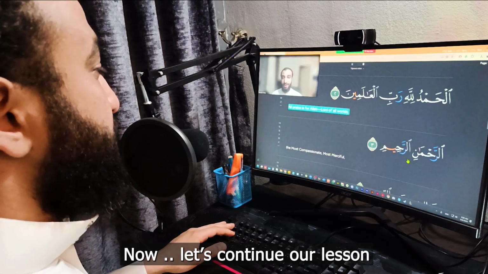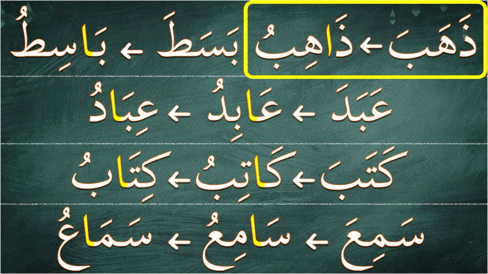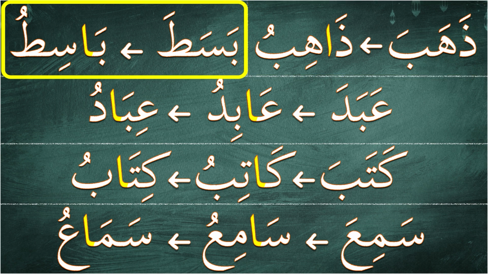Now, let's continue our lesson. The first word that we have in this page is ذهب. ذاهب. ذهب. ذاهب. Next one. بسط. باسط.